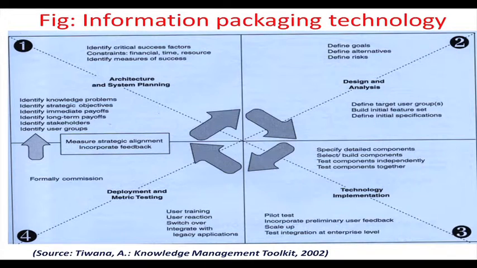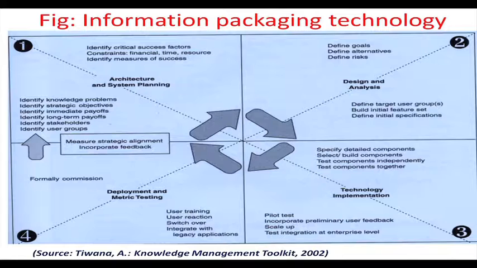See what happens at the different stages. The first part is the architecture and systems planning. Those are the initial stages. The next stage is design and analysis, then we are going to look into the technology part, and finally we are going to deploy and see how the system is working.